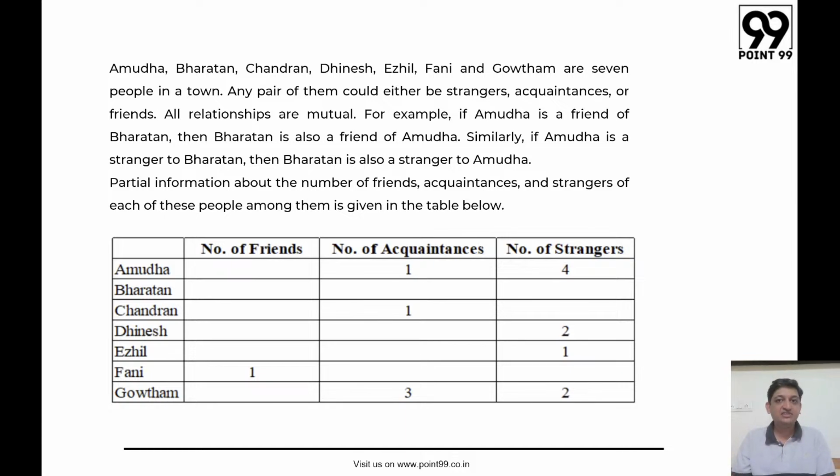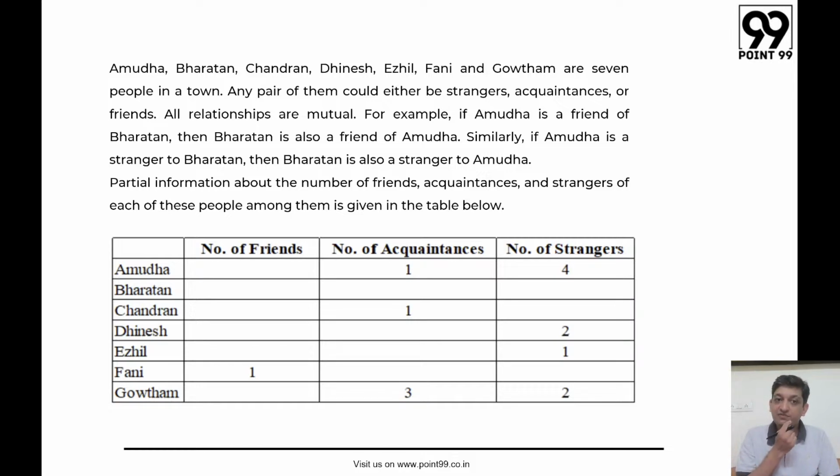Any pair of them could either be strangers, acquaintances, or friends. All relationships are mutual, right? So if Amuda is a friend of Bharatan, A and B are friends, or if A is a friend of B, then B is also a friend of A. So mutual relationships exist. Similarly, if Amuda and Bharatan are strangers, then Bharatan is also a stranger to Amuda, right? So there will not be a one-sided friendship. If they know each other or if they are friends, they are friends. If they are acquaintances, both of them are acquaintances of each other. And if they are strangers to the other person, then the other person will also be a stranger to them.